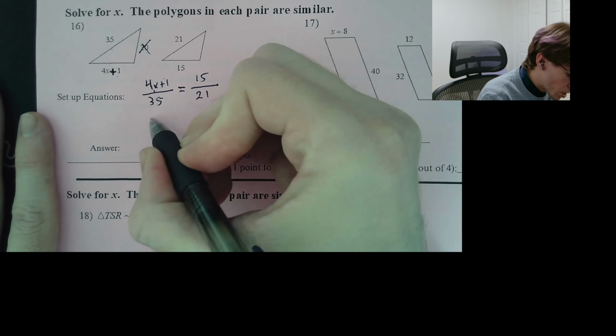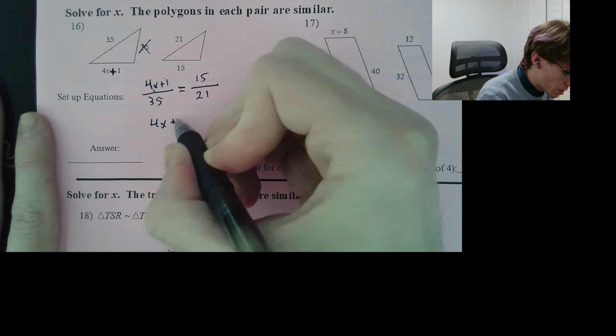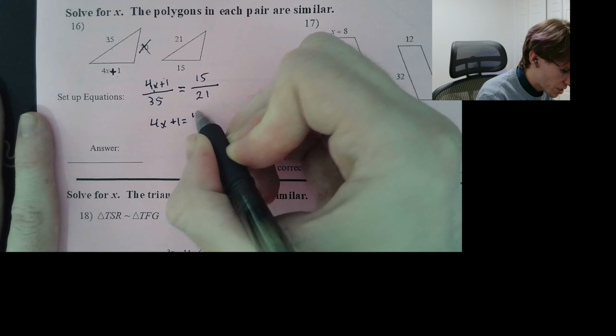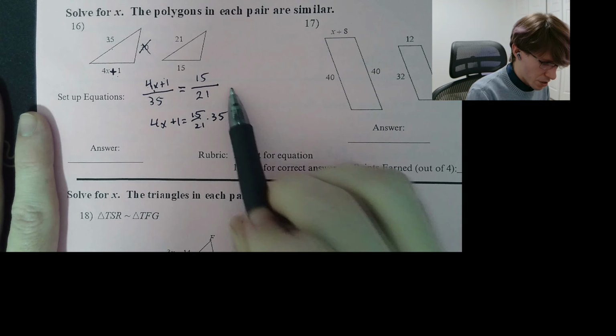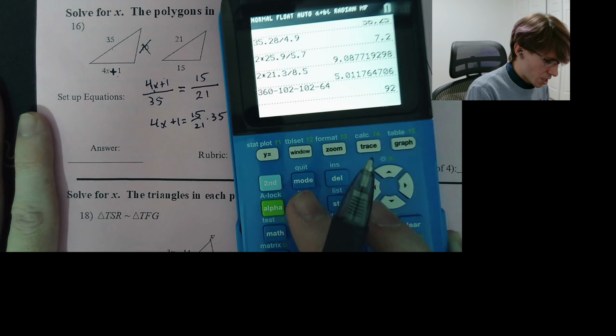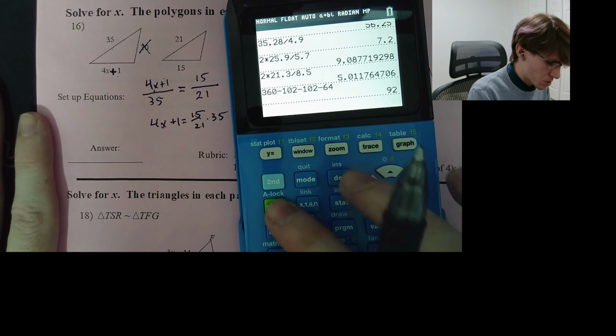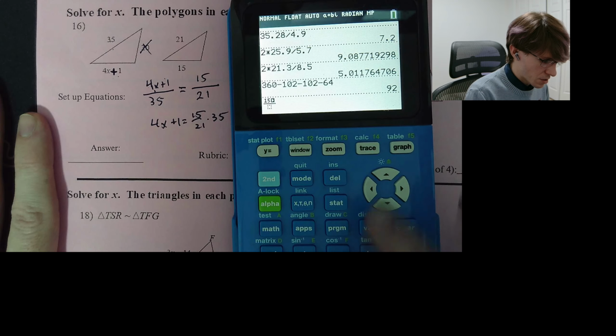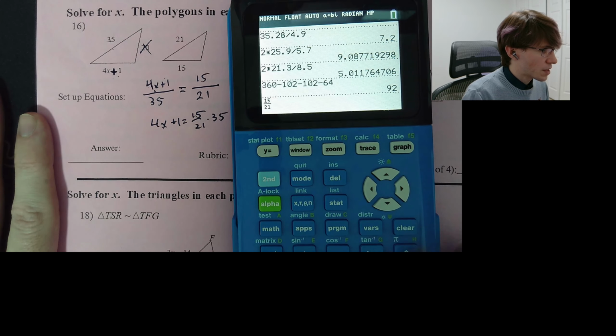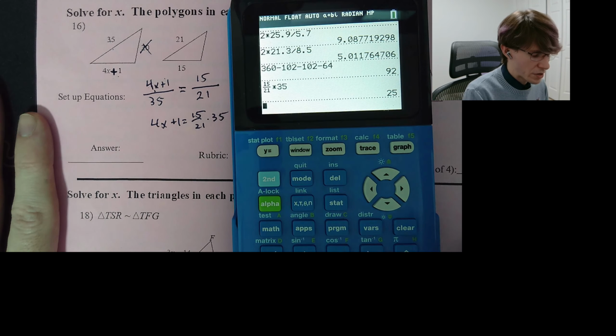From there, you really got to make sure you are plugging this into your calculator. 15 over 21 times 35. So we're taking that 35, putting it over there. And when you are doing that, I'm going to use my calculator's fraction button. And we're going to get 15 over 21 and then times that 35. It turns out you get 25.